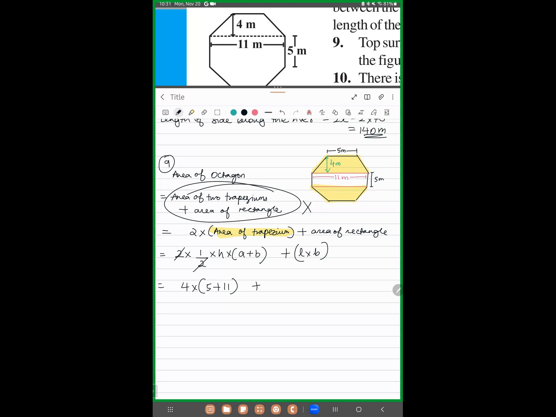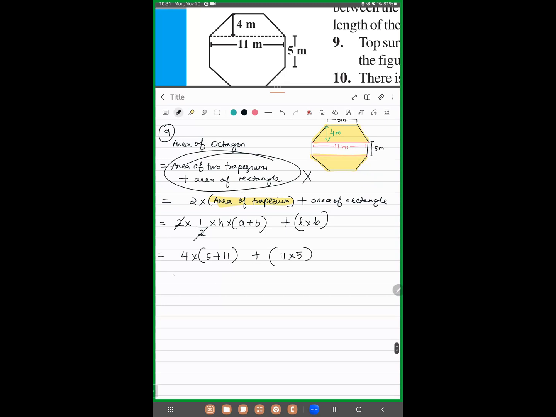Now length into breadth of the rectangle. Look at that white rectangle in the middle. What is the length and breadth? Length is 11, breadth is 5. So 4 multiplied by 5 plus 11, 5 plus 11 is 16. So 4 multiplied by 16 is 64. Then 11 into 5, 55.